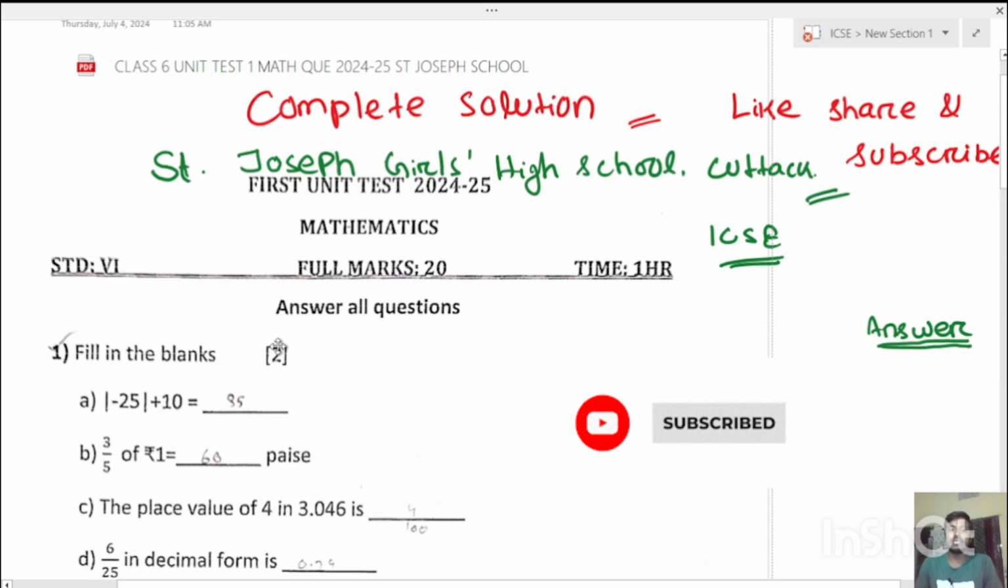Students, today in this session we solve the first unit test 2024-25 class 6 mathematics question paper in detail. So guys, are you ready? Then start the session. This is St. Joseph Girls High School, Cuttack, ICSE board.